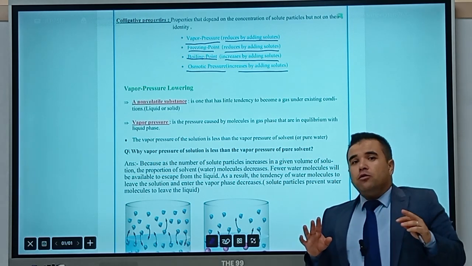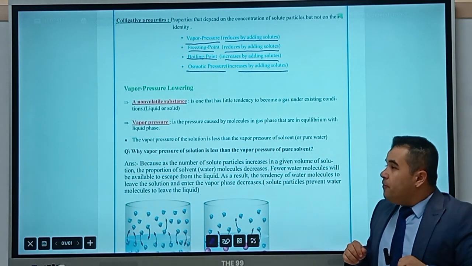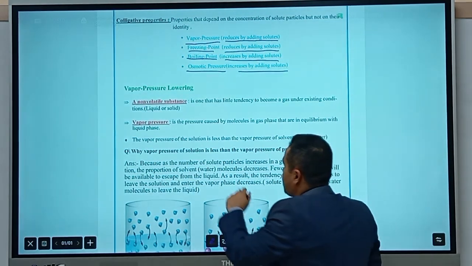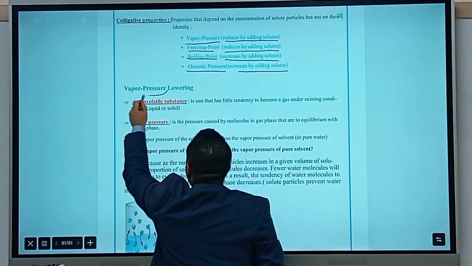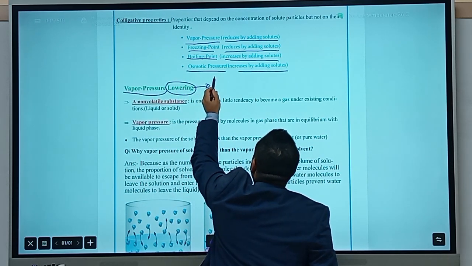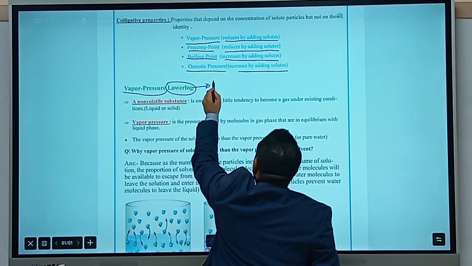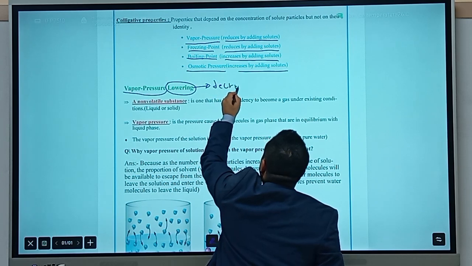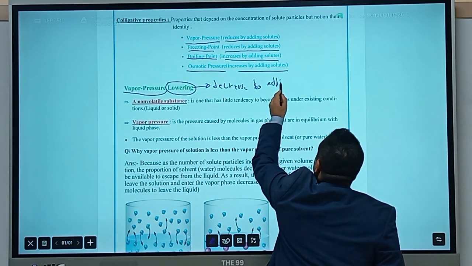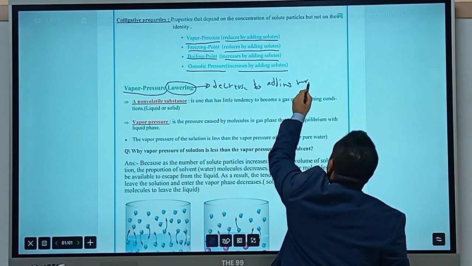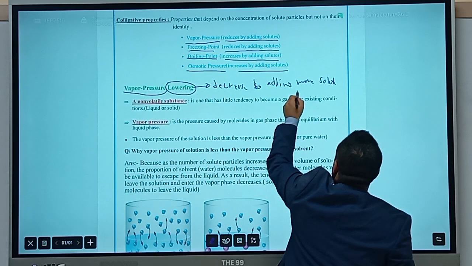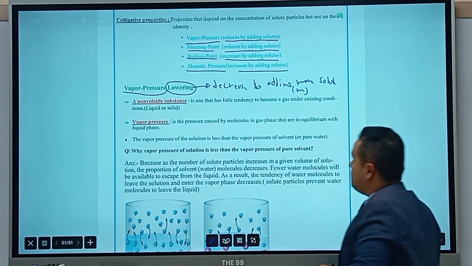Let us talk about each of them in detail. The first one is vapor pressure lowering, guys. This lowering refers to what? It refers to a decrease by adding more solute, or increasing concentration, molality.